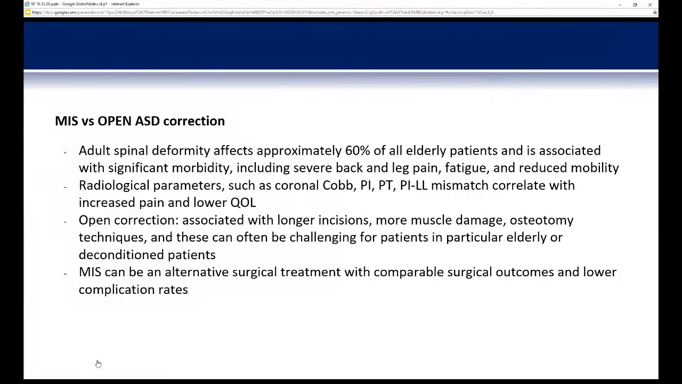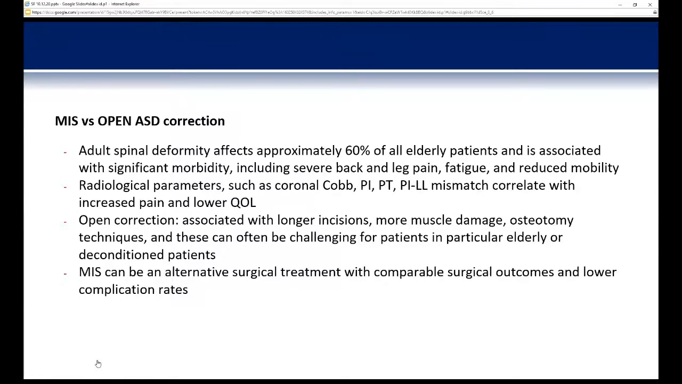So this case, along with another case that we saw in clinic, really got me thinking about MIS deformity correction and the circumferential minimally invasive deformity technique. So I just thought I would use it as a springboard to talk about these issues.